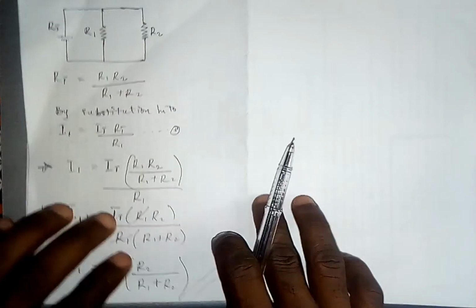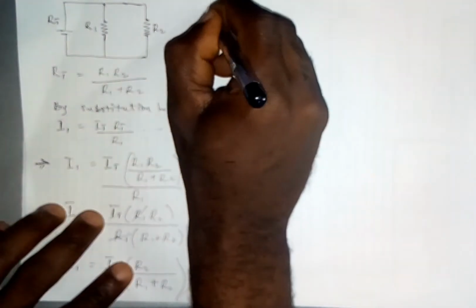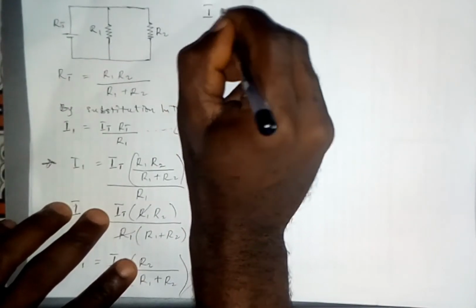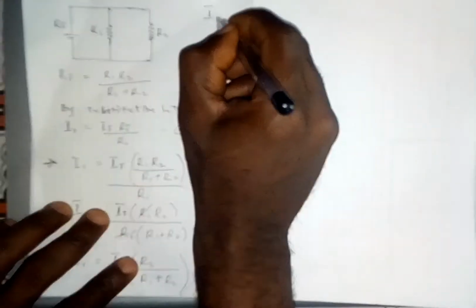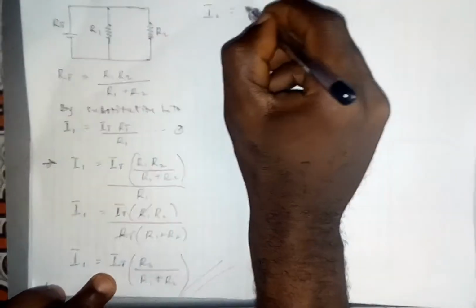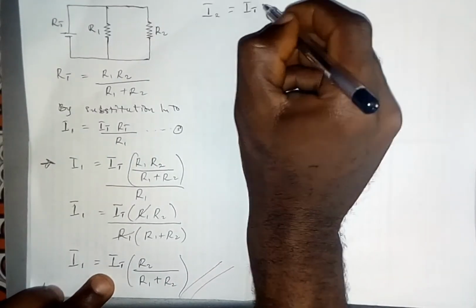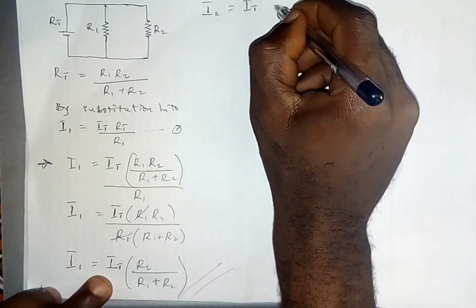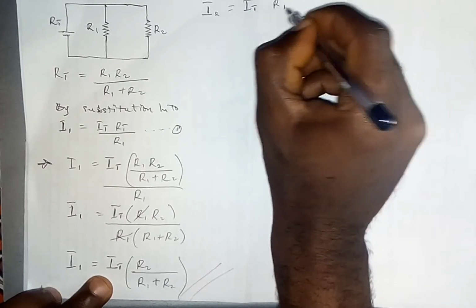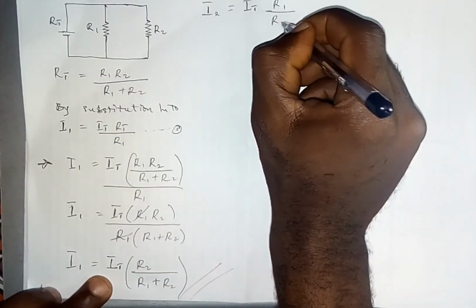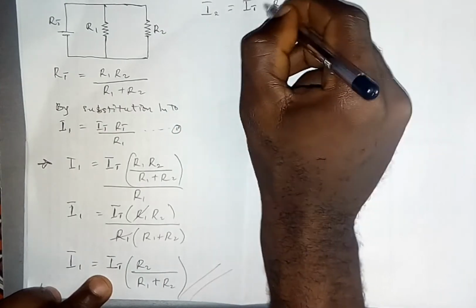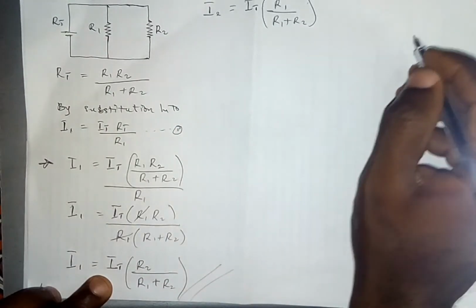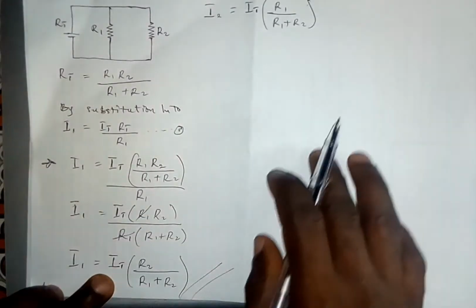Similarly, we are still going to have our I2 in the other case. Our I2 is going to be the reverse of this, so I2 is definitely equal to IT times R1 over R1 plus R2. These are the equations to find the current that flows through each resistor in a parallel circuit.